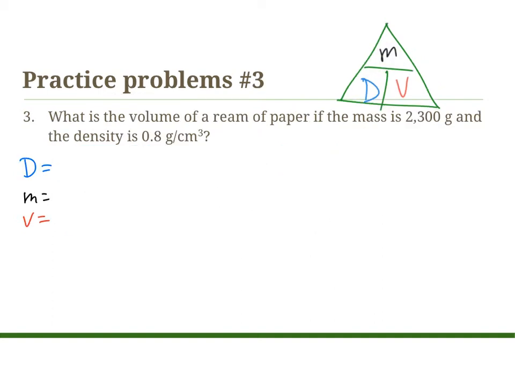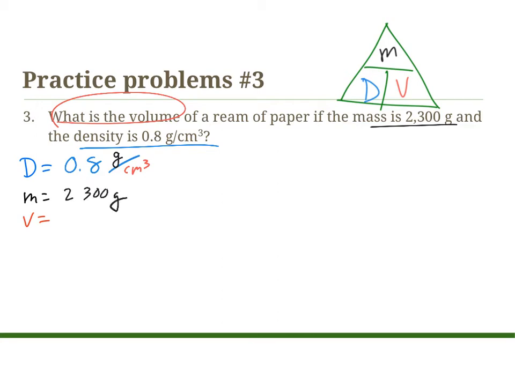For practice problem number 3, I'm asked to find the volume of a ream of paper that has a mass of 2,300 grams and a density of 0.8 grams per cubic centimeter. So the density is 0.8 grams per centimeters cubed, I know the mass is 2,300 grams, and I'm looking for the volume.